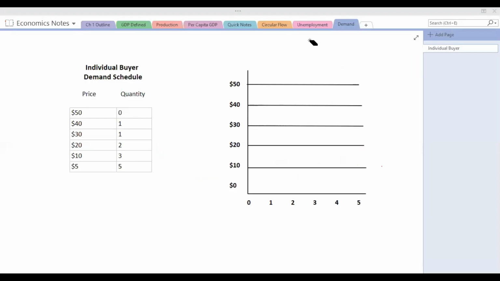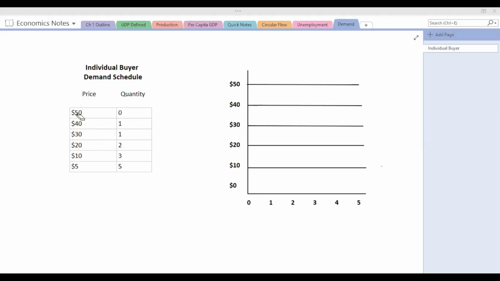So what I've done here, I have put an individual buyer demand schedule. It doesn't really matter what product we're talking about. It could be any product. Let's just assume that we're talking about video games. Now, this is, again, the individual buyer demand schedule. If this were a market schedule, these numbers probably would not change, except instead of this representing one product, two products, three products and five products, we're talking about 1 million products, 2 million products, 3 million products, and 5 million products. That would represent a market schedule. Let's go ahead and plot this particular individual buyer's demand schedule on this graph right here.